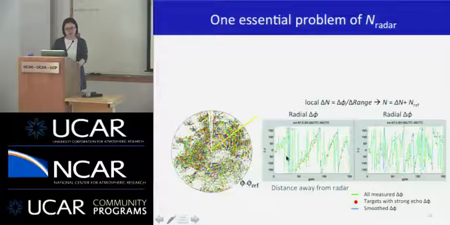But even so, it's not easy to estimate that. So we need to do some smoothing to make it easy to estimate. This one case is okay, but for some times in the night, you will see the phase, even after smoothing, is very difficult to estimate the radial change of the phase differences. So we need to tackle this problem.